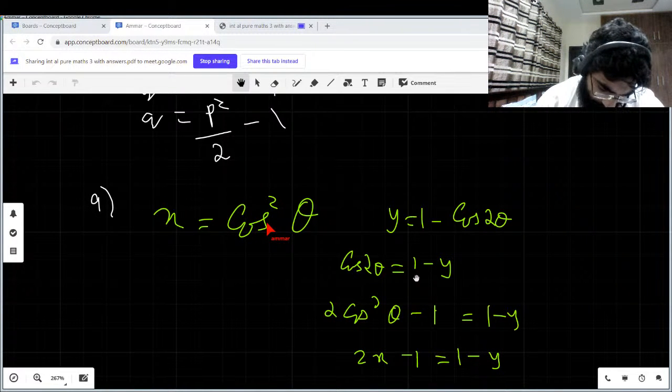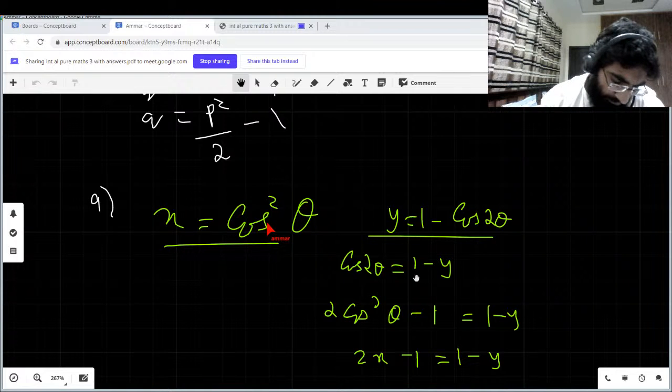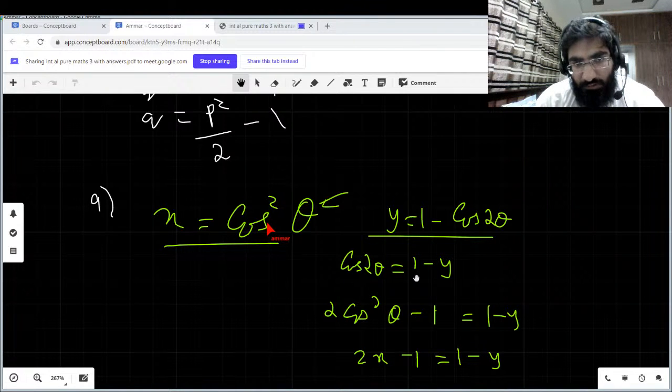What are you doing? I don't understand what you're supposed to do. Okay, using these two values you have to give an equation which does not have theta. So you have to convert maybe one of these in the form of x and y. Okay.